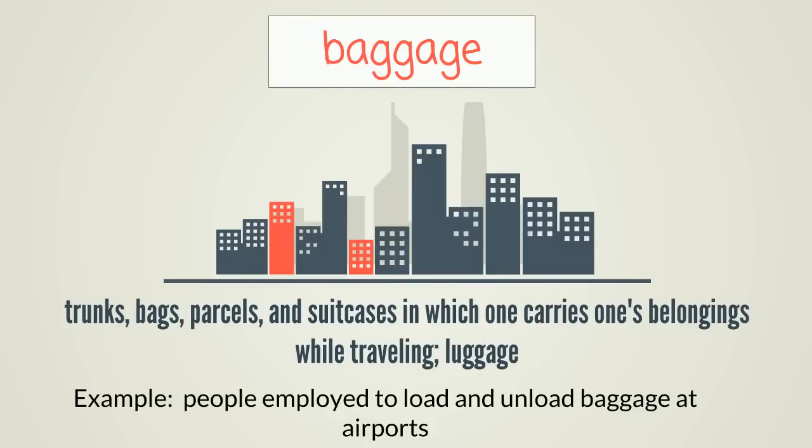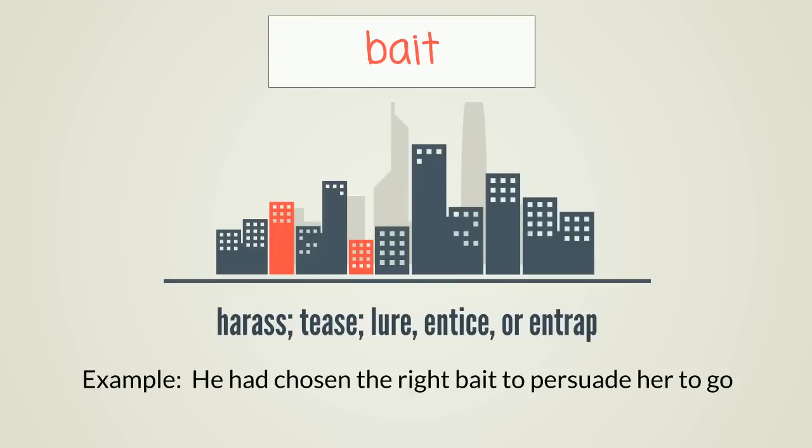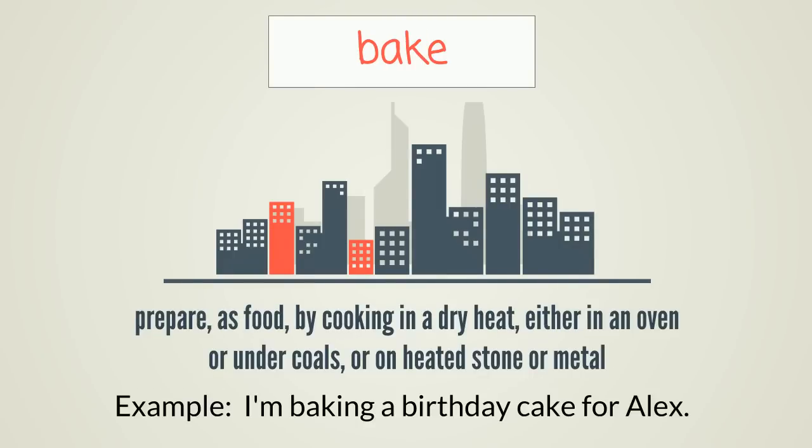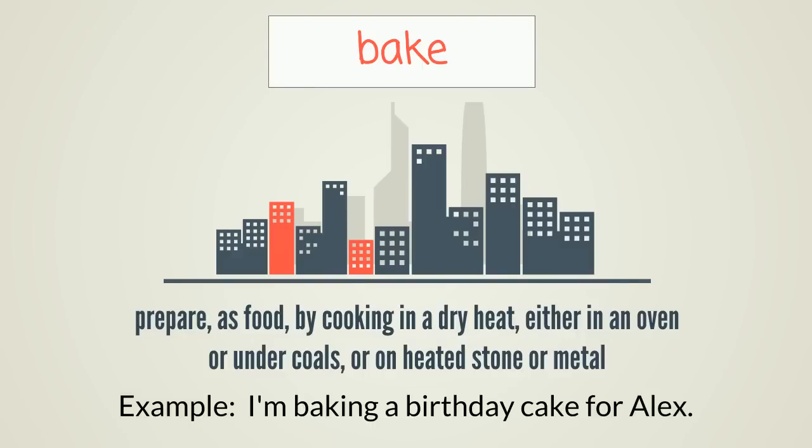Baggage. Trunks, bags, parcels, and suitcases in which one carries one's belongings while traveling. Luggage. Bait. Harass, tease, lure, entice, or entrap. Example, he had chosen the right bait to persuade her to go. Bake. Prepare, as food, by cooking in a dry heat, either in an oven or under coals, or on heated stone or metal. Example, I'm baking a birthday cake for Alex.